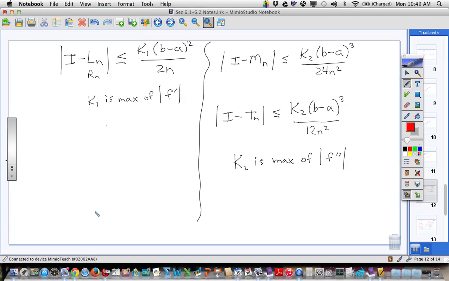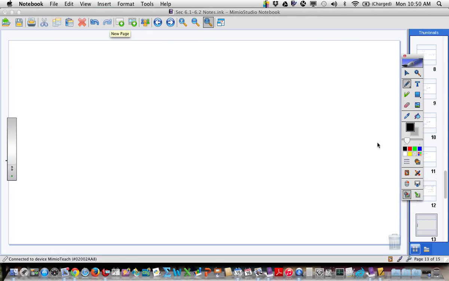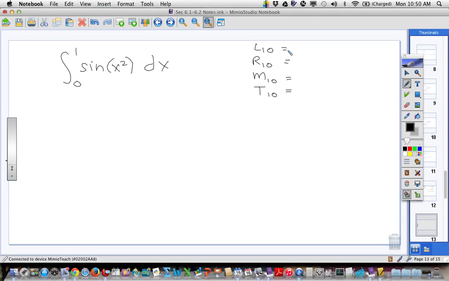Now, what's it going to look like for your homework? This is the part you want to pay attention to and write down. We're going to take this integral right here, 0 to 1 of sine of x squared dx, and we are going to see our max error for an L10, an R10, an M10, and a T10. Since those are double digits, you're allowed to go to your calculator to do those right now. So let's go on to your calculator.